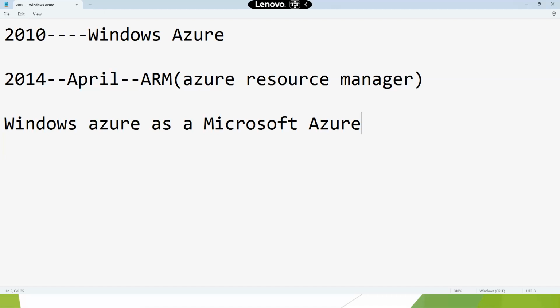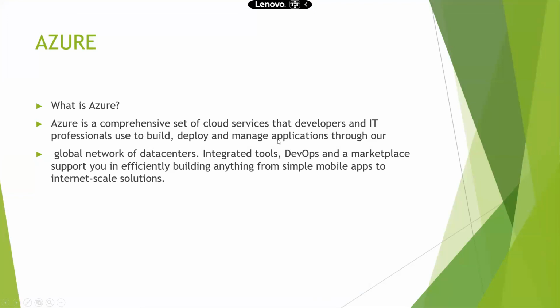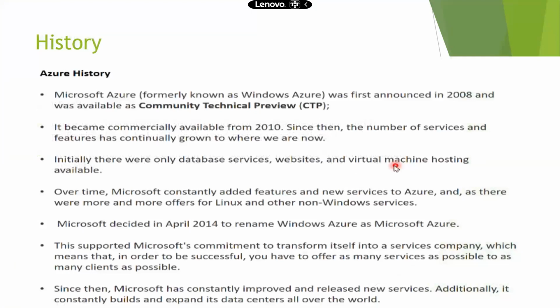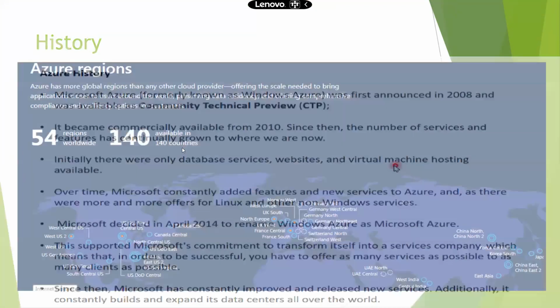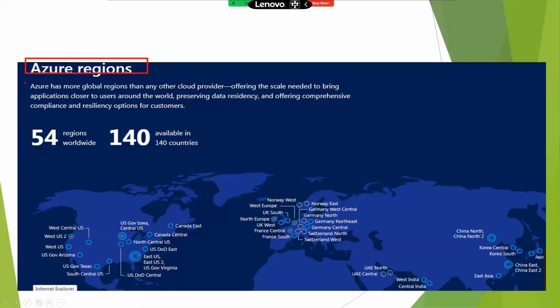This is very popular in the market. Now I can compare: why should I go for Azure, why not AWS? In April 2014 they renamed Windows Azure as Microsoft Azure. Why Microsoft Azure? Azure has more global regions than any other cloud provider. Other cloud provider means who is the competitor here? AWS. Around 140 countries, Microsoft has their own data centers.